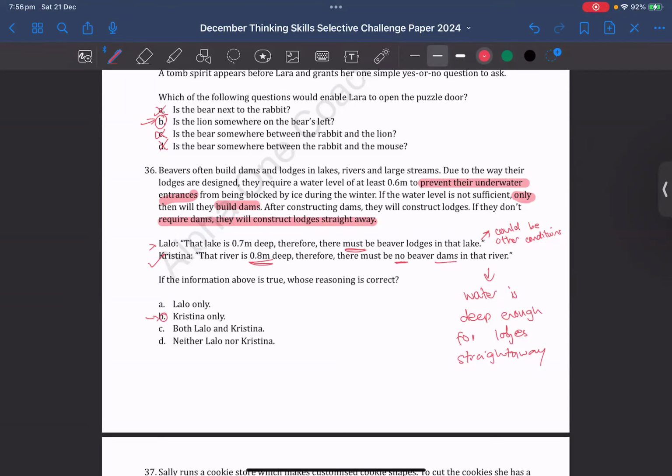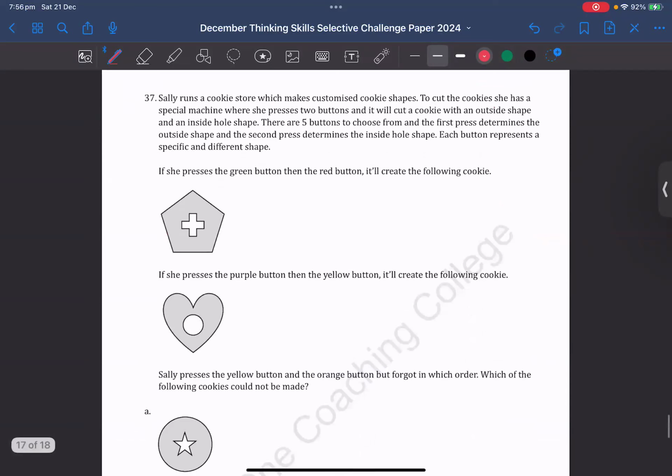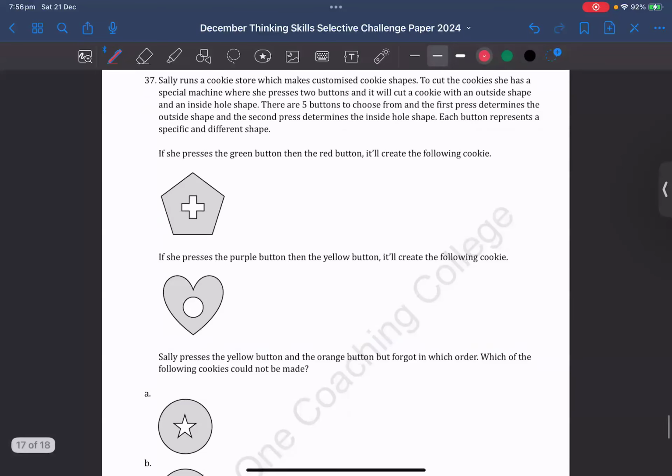So question 37. Sally runs a cookie store which makes customized cookie shapes. To cut the cookies, she has a special machine where she presses 2 buttons and it will cut a cookie with an outside shape and an inside shape. So that's one thing, right? We've got our outer shape and then our inner shape, and each button corresponds to a different shape. She presses the green, then the red. Then it creates the following cookie.